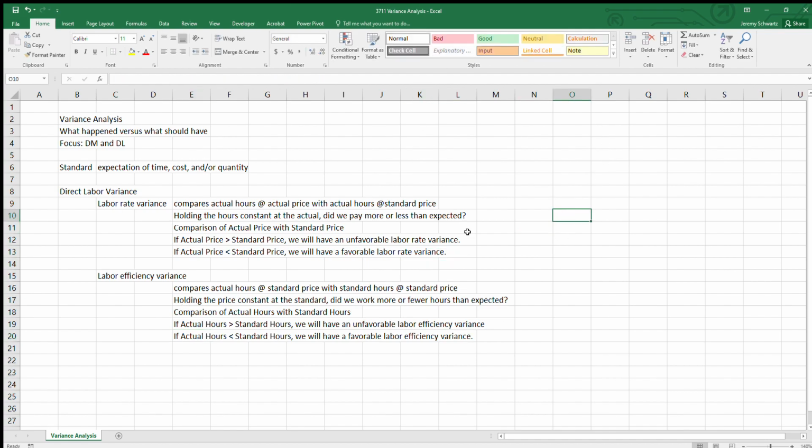So an example might be of benefit here. So say we have standard hours or expected hours of 882, and the standard price or standard rate is $17 per hour. So put that in there. So this would be heading in. This would be our expectation of costs.